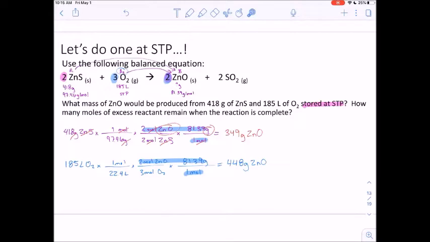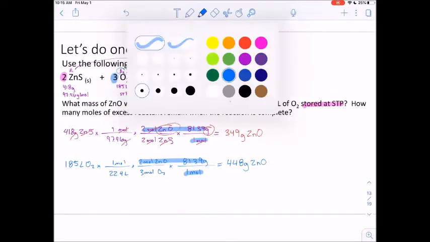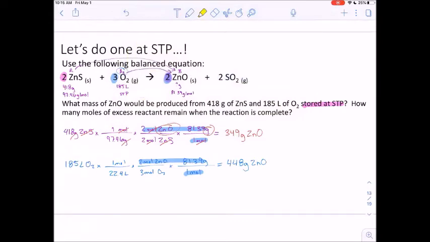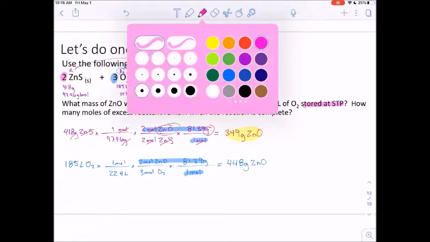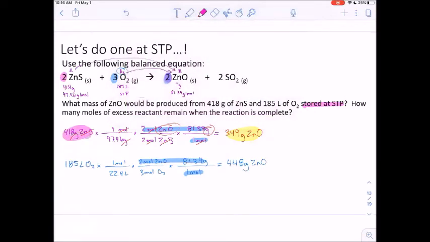So now this is the part where I stop and compare. I'm looking at my 2 answers, and I want to see which one of these answers is the smaller answer. The smaller answer is going to be the one that's the less amount of product produced, which means the thing that I started with is going to be my limiting reactant. So 349 is very clearly smaller than 448, which means that my limiting reactant is my 418 grams of zinc sulfide. I'm going to run out of this 418 grams of zinc sulfide before I run out of oxygen.